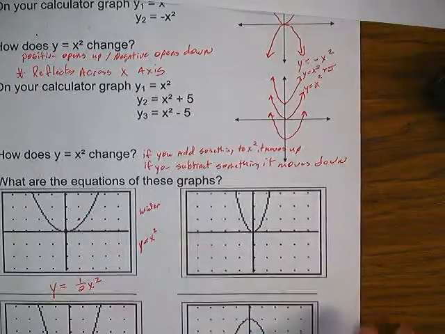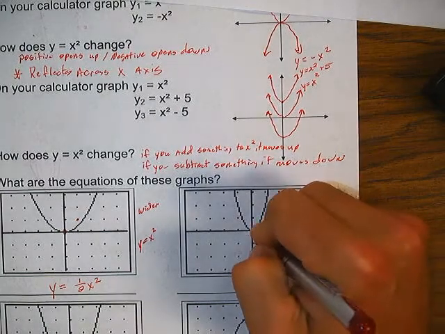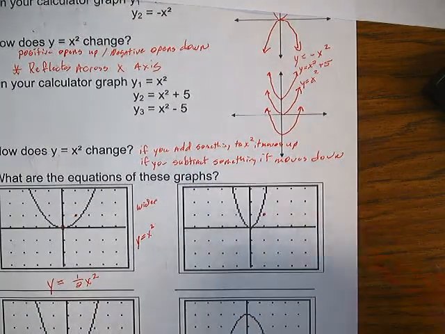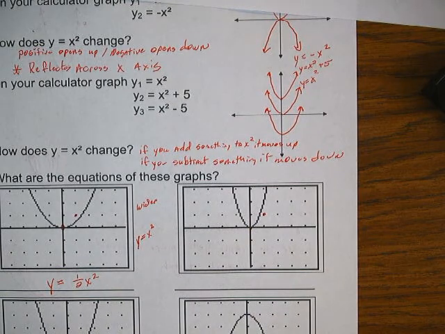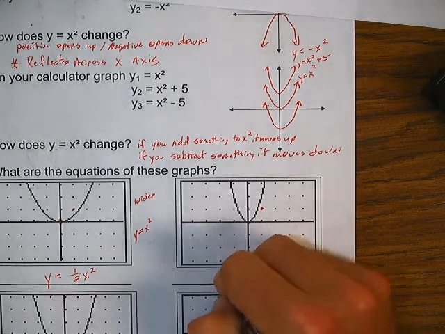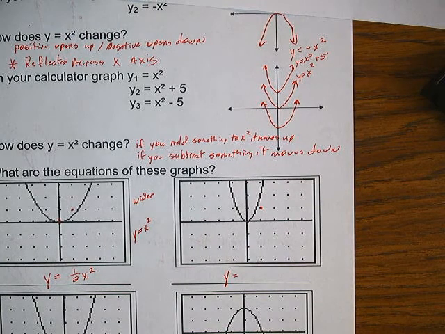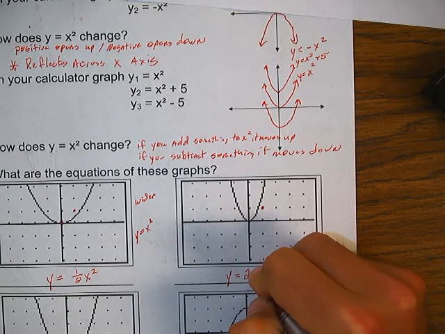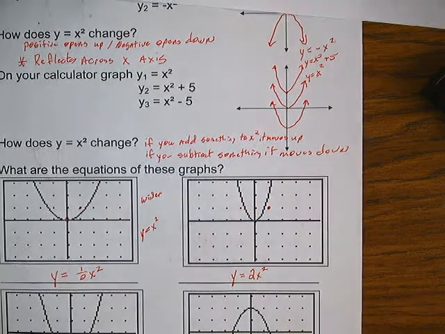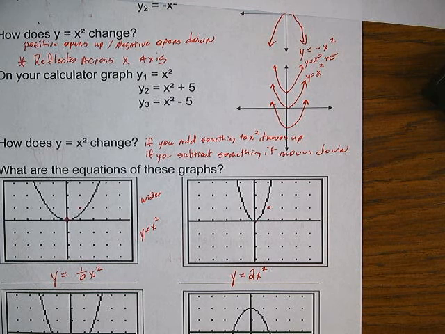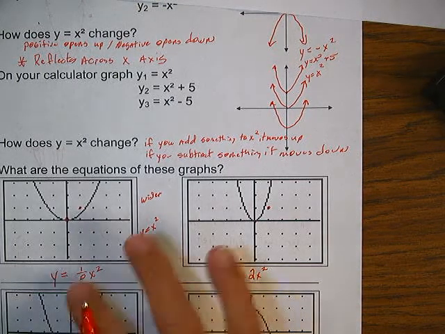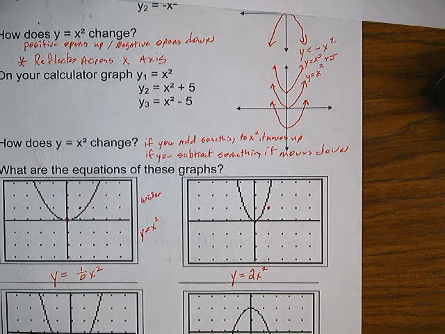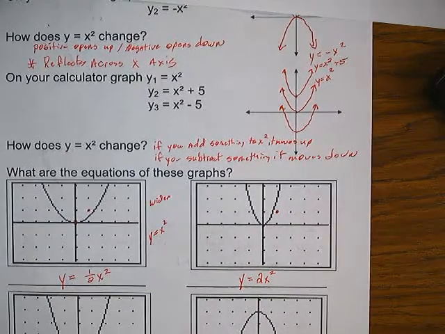Okay, look at the second one. Plot 0, 0, and 1, 1. Did the graph get wider or more narrow? More narrow. So we start with y. How do I make it more narrow? Putting a number in front of x squared. So y equals, that's too little. I'm just going to say 2x squared. For right now, that's good enough. We'll look at later, probably next year, how to come up with the exact fraction.